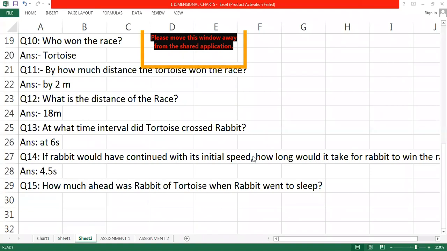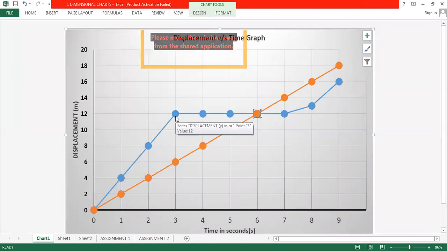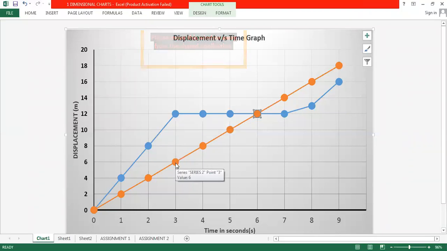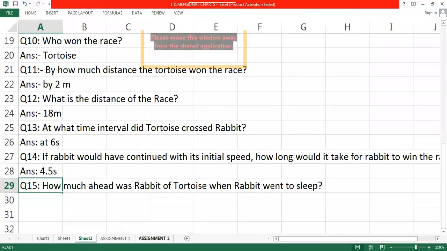Okay, so you will find it with the graph. This is the place where the rabbit went to sleep, and this is the place where the tortoise was. So you'll find it was 6 meters. Okay, so what's the answer? 6 meters.